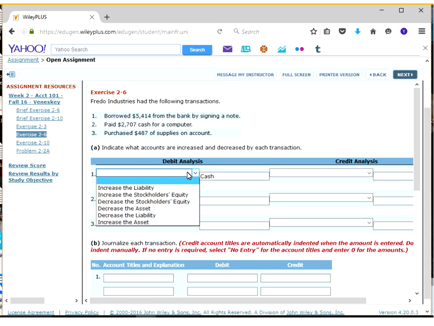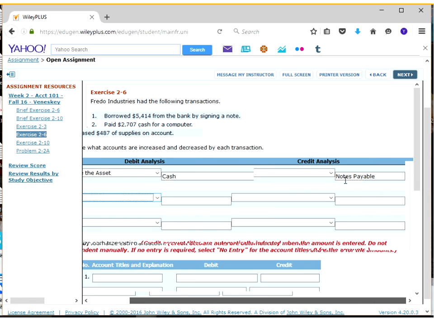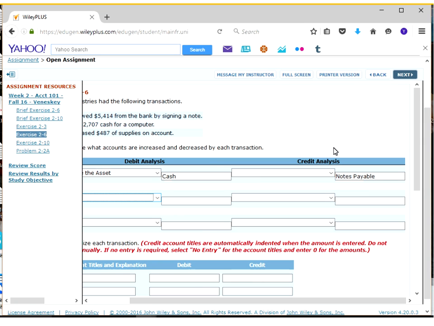Well, what is cash, and what happened to the parent account that cash is attached to? Well, remember, cash is an asset, and I got money. My cash went up. So what I'm going to pick here is the increase of an asset. And then I ask myself the credit question, how did the business get the money? Well, we got it by taking a loan out. So my credit is going to be to the note payable.